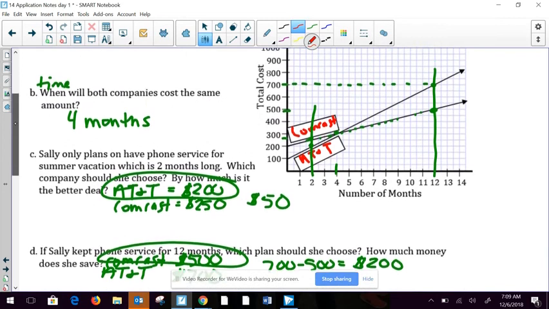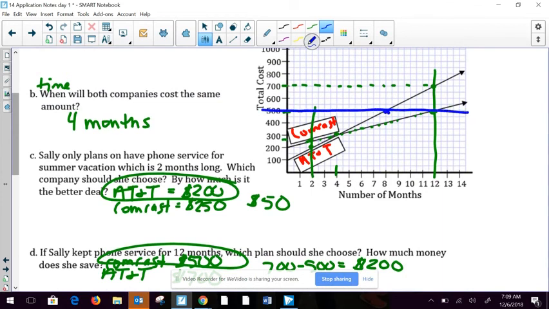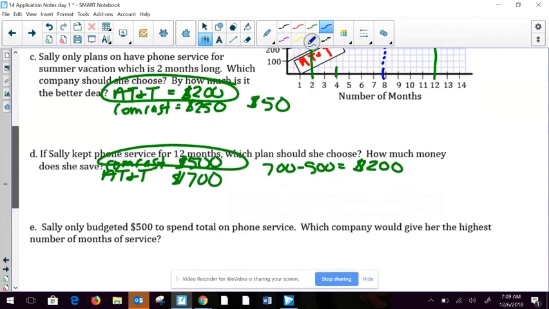So if she only has $500 to spend total, here's the 500 line. We want to know which one gives the most amount of months. So we can see that AT&T only gives her 8 months, but Comcast gives her 12 months. So which company would she get the most bang for her buck? She would get the most bang for her buck out of Comcast, because she would have 12 months of service. And that is how you go through and read the graph.